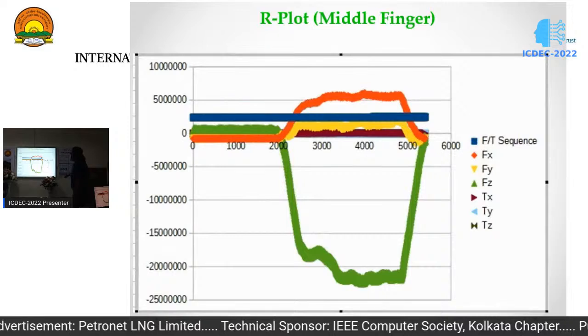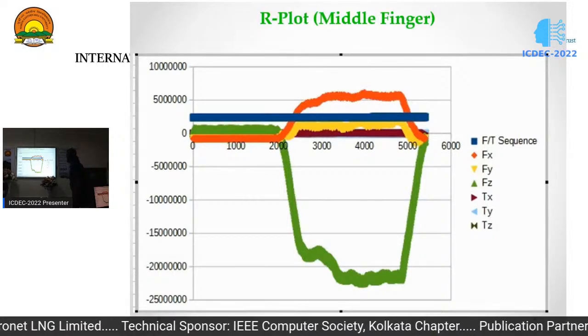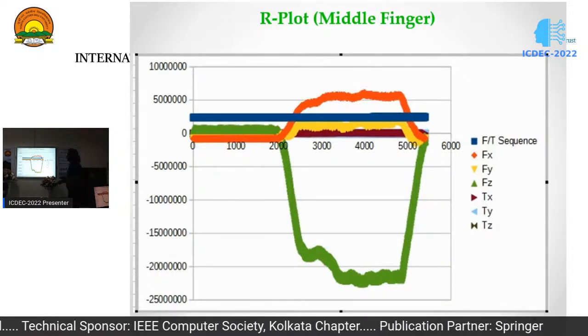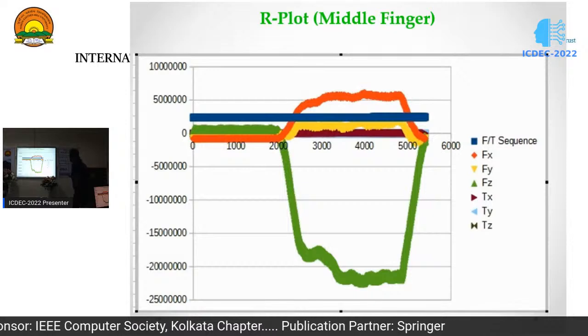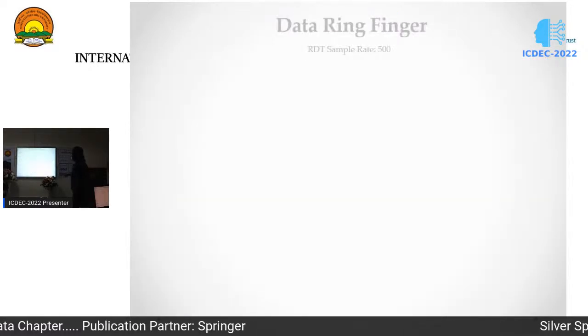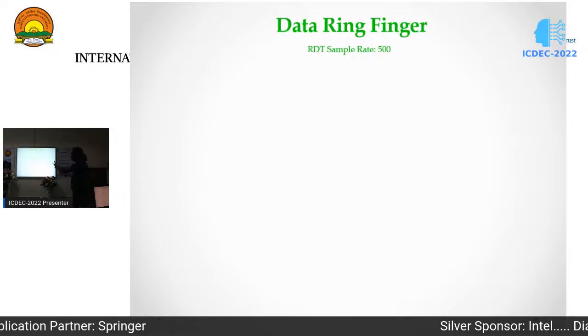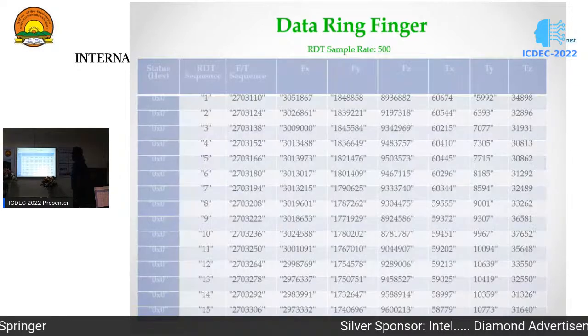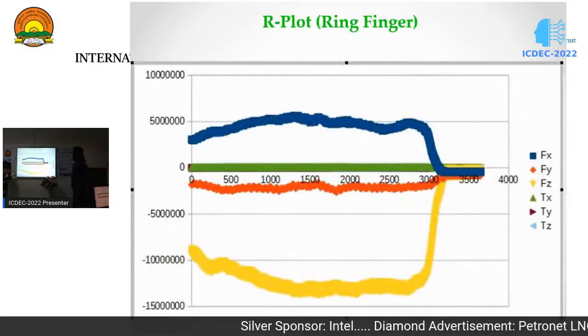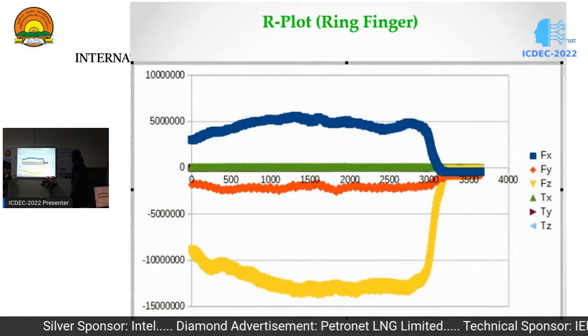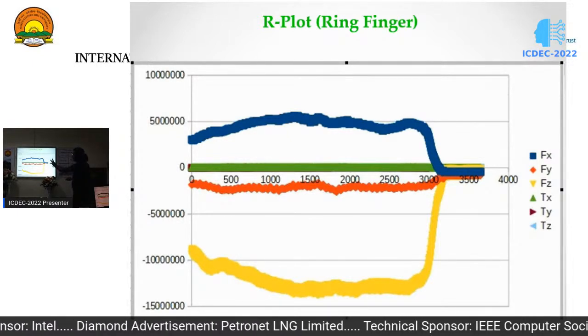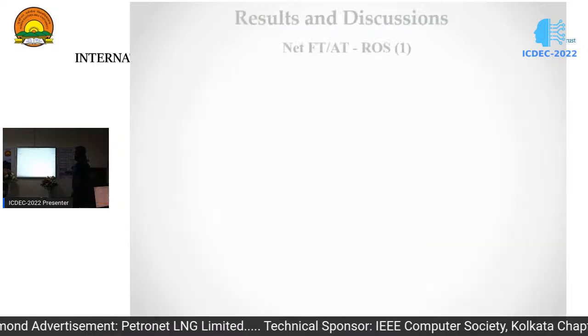This one is for the middle finger. The middle finger is higher, sir. See this one, FZ, the green one, it is higher. The data for the ring finger is intermediate. See this one, that yellow one. It is in between this and this.